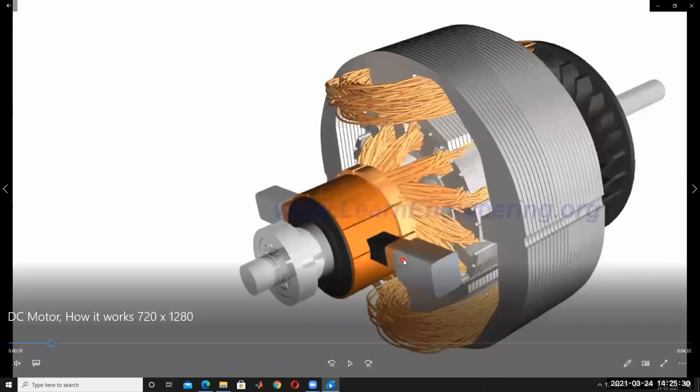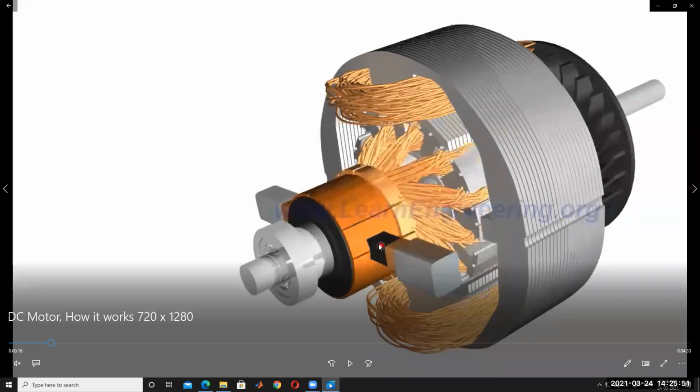This is called slip rings. By using these brushes, we give the power supply to the rotating part. We are giving the power supply to the rotating part through the brushes. There is a contact between these two.